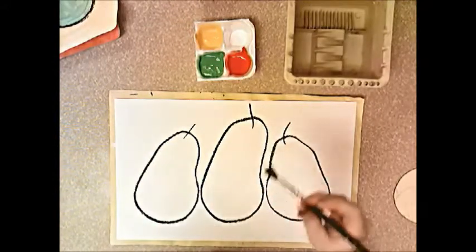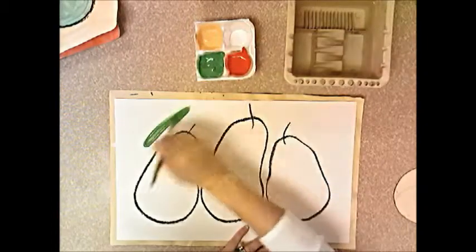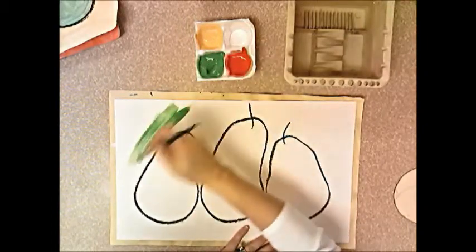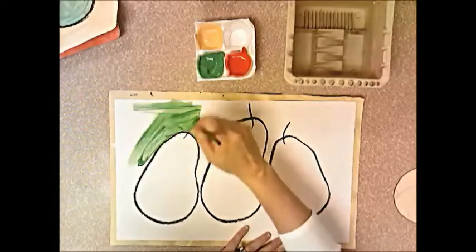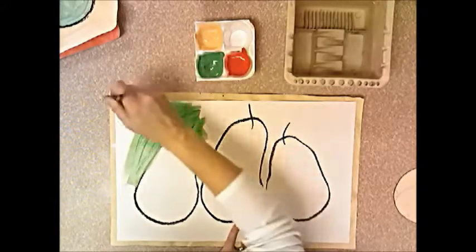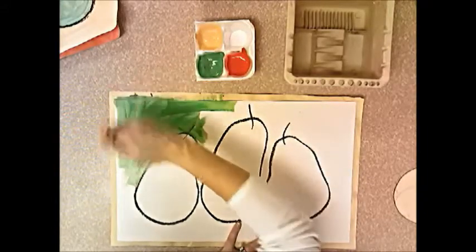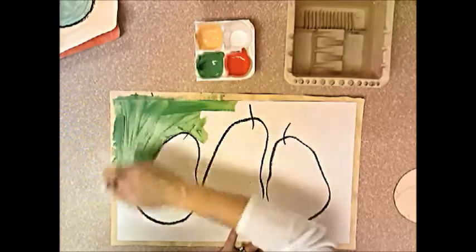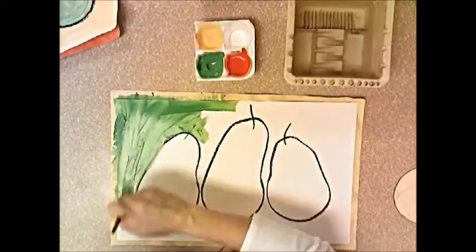So I'm going to choose this green color for my background, and you're just going to paint the whole space around your pears. And you can just paint over the top of your stem. We'll still be able to see that through the paint. So try your best to fill in all the white spaces. A nice even coating of paint all the way to the very edge of your white paper and all the way to the very edge of each pear.